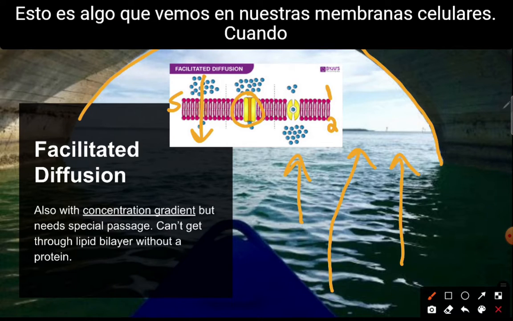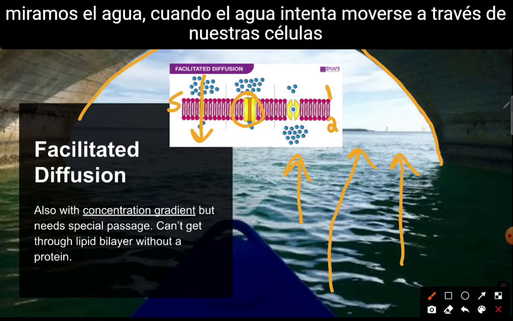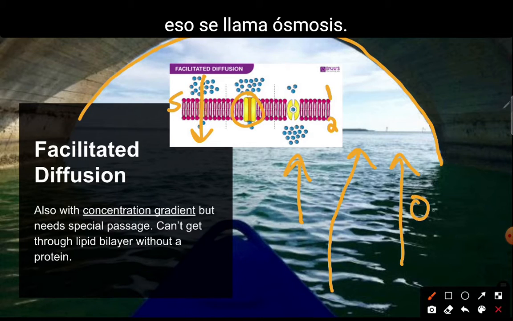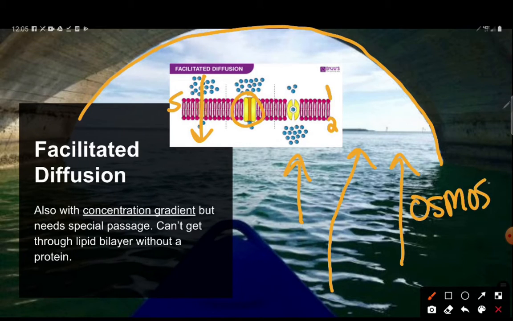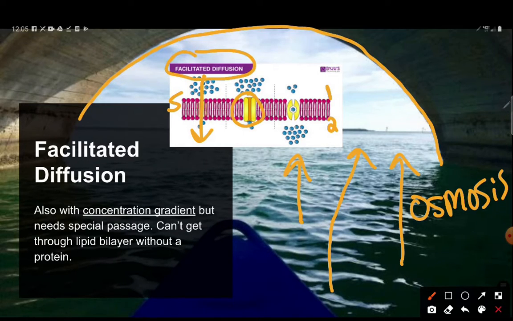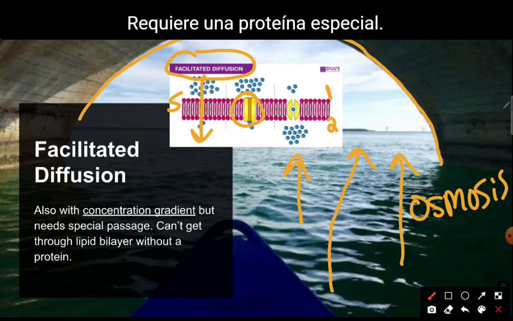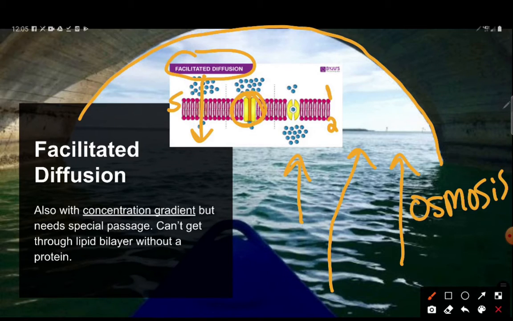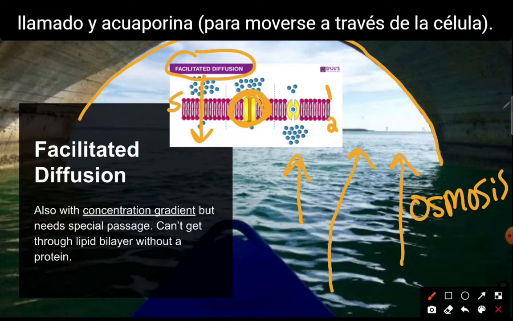This is something that we see in our cell membranes when we look at water. When water tries to move through our cells, that is called osmosis. Water is an example of facilitated diffusion. It requires a special protein called an aquaporin.